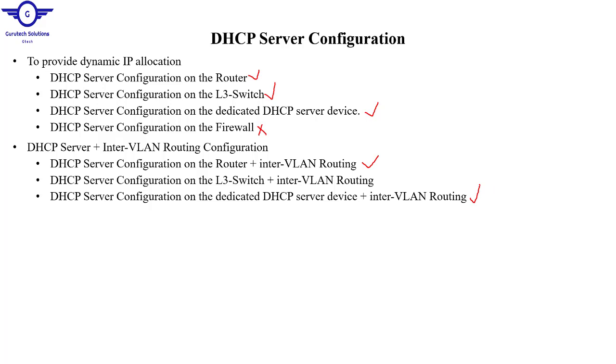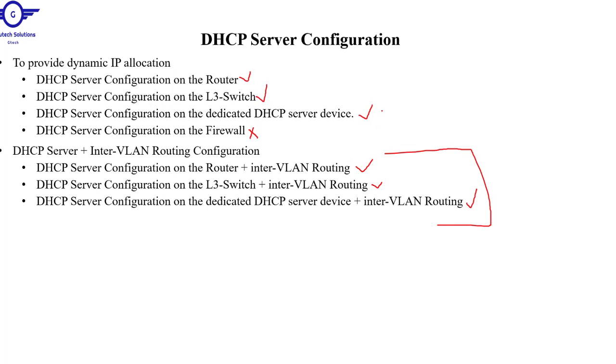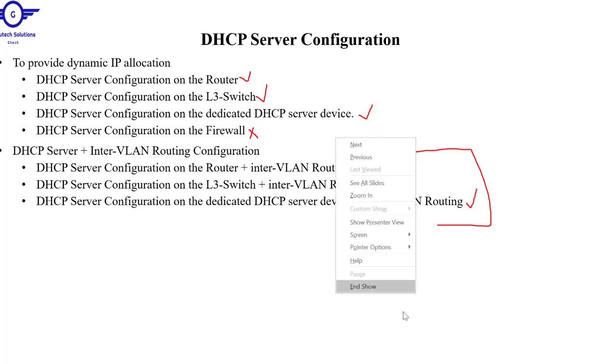So, I'm stressing on this area because during implementation of any network, this normally appears. I mean, either of the three, this one, or this one. So you should understand how to do all of them. So before we can do the three here, I want us to look at DHCP server configuration on dedicated DHCP server device. Okay, so I'll just go back.